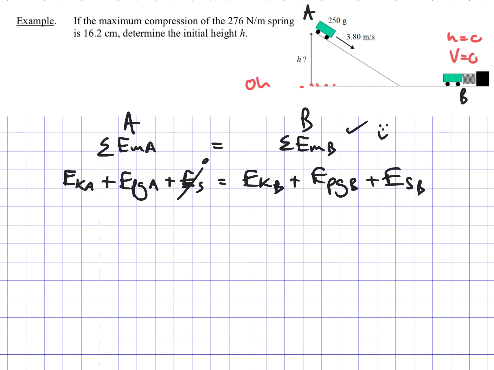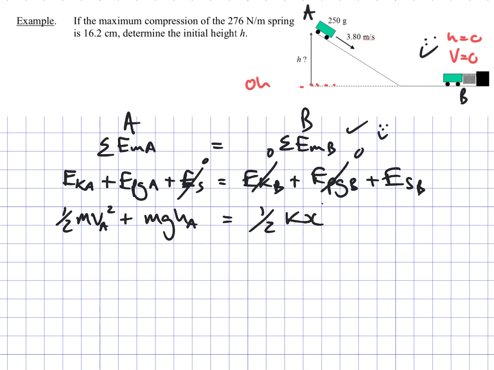But as we've already mentioned over here, there is no height, so the gravitational potential energy can disappear, and there is no speed, so the kinetic energy can disappear. So we're left with this statement, which is 1/2 mv at position A squared plus mg height at position A is going to be equal to the spring energy at position B, which is 1/2 kx squared.